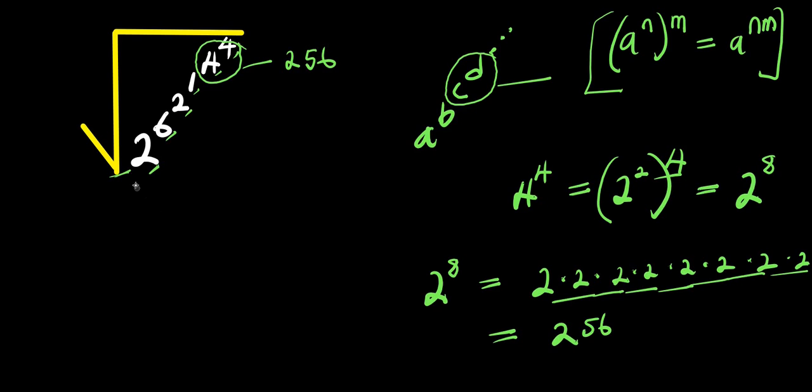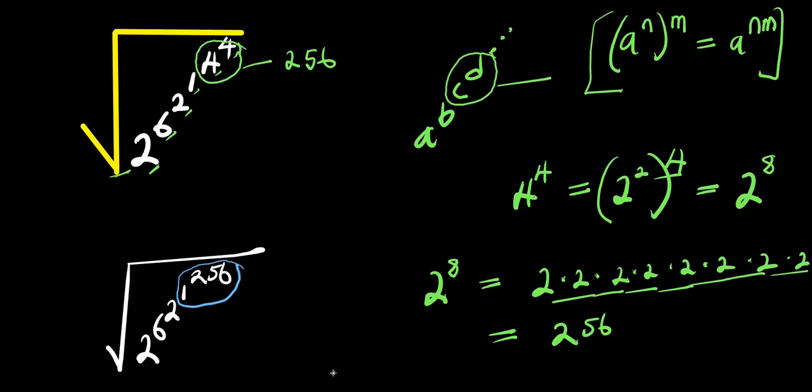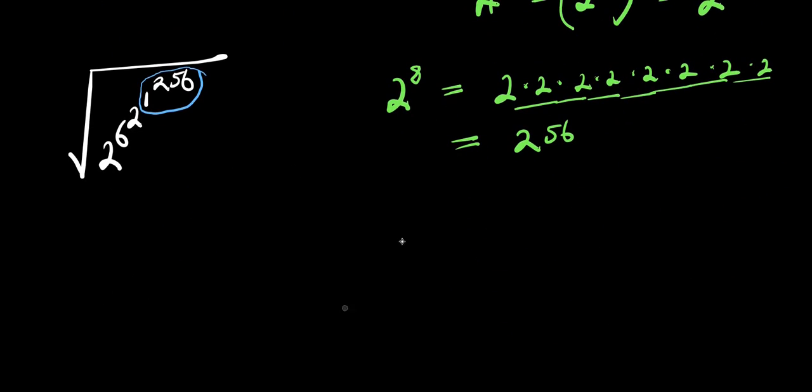Then the problem becomes we have square root of, this time around we have 2 to the power of 6, to the power of 2, to the power of 1, to the power of 256. Then we repeat the same process again. We consider 1 to the power of 256. So let's copy that out. 1 to the power of 256. Now, 1 to the power of any number will give you 1. So 1 to the power of 256 will give you 1.